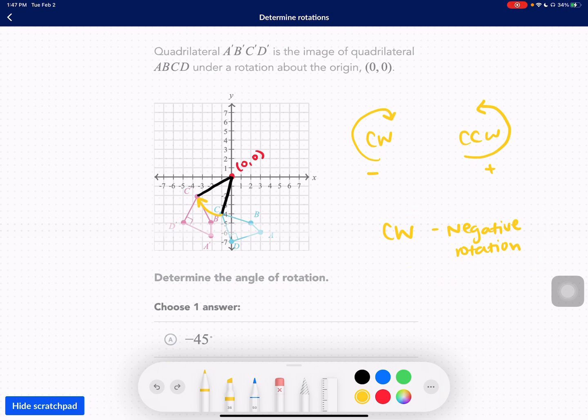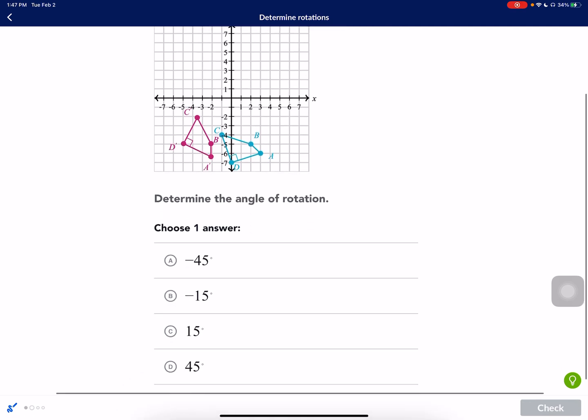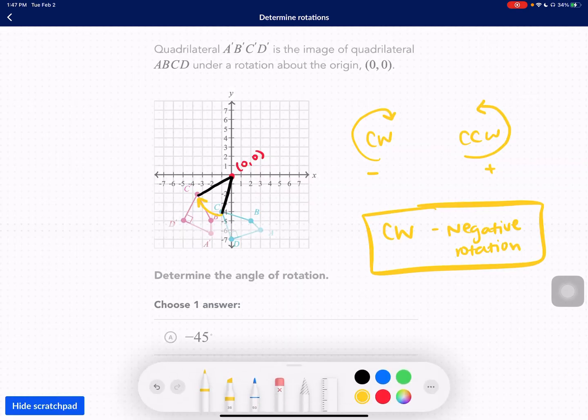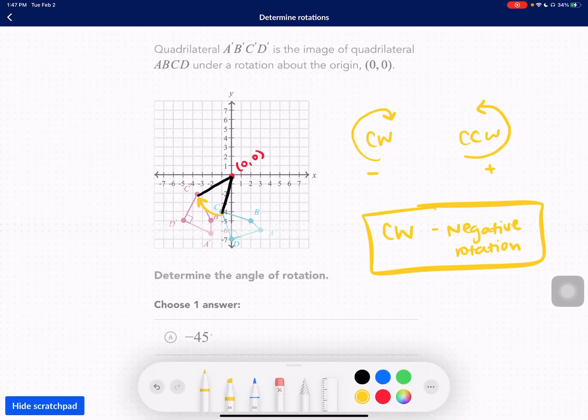So if we choose one answer, you look here, we can immediately eliminate C and D because those two are both positive. So now we have to see whether this is going to be negative 45 or negative 15, because A and B are our options. So let's go ahead and draw. Let's draw what a 180-degree angle would look like. And then a 90-degree angle would be going right up here.